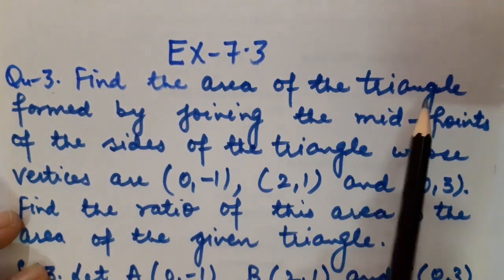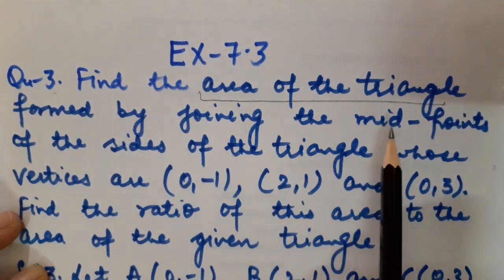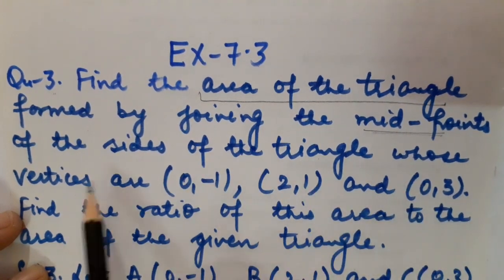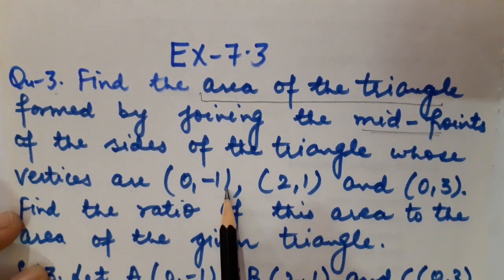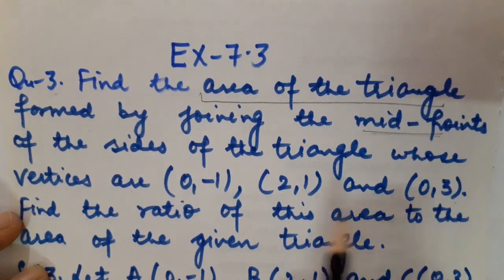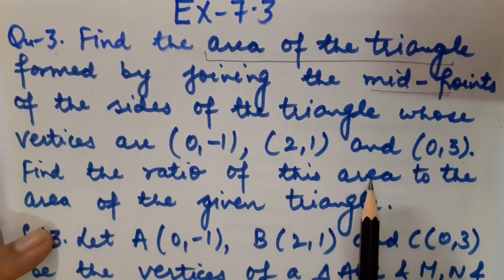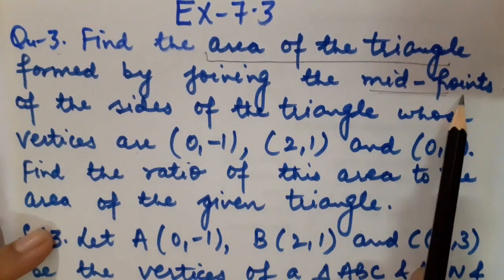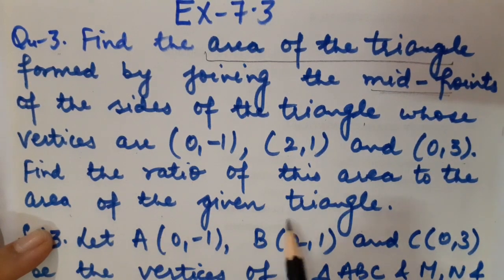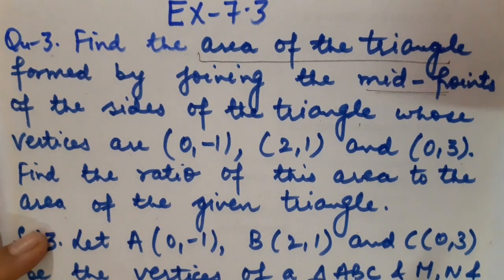Find the area of the triangle, whose formula I have just made you recall, formed by joining the midpoints of the sides of the triangle whose vertices are (0, minus 1), (2, 1) and (0, 3). Along with it, we will have to find the ratio of this area, which is basically made from the midpoints of the sides of a triangle, to the area of the given triangle. Fine, students. So hope you have understood the statement.